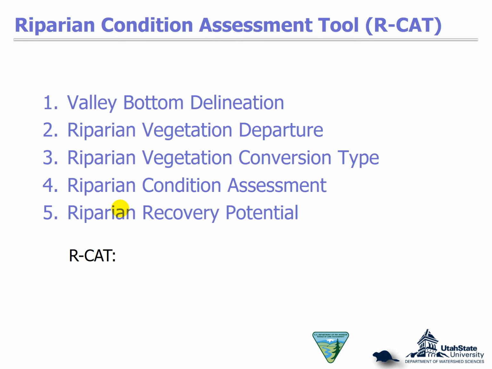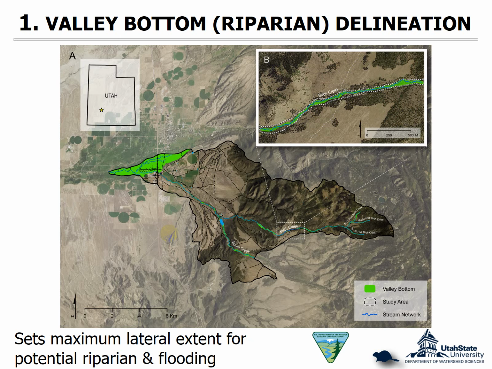This is a little tack on to the BRAT presentation, but a nice example of how you can use this stuff and show you how the valley bottom delineation, riparian vegetation departure, looking at the conversion type, the condition assessment, recovery potential, how this can dovetail with BRAT to help paint an even clearer picture of what's going on and why. BRAT's really more narrowly focused on using beaver as a restoration tool, but if you're more generally interested in the riparian, the first thing you need to do is get a handle on what is the extent of the valley bottom.